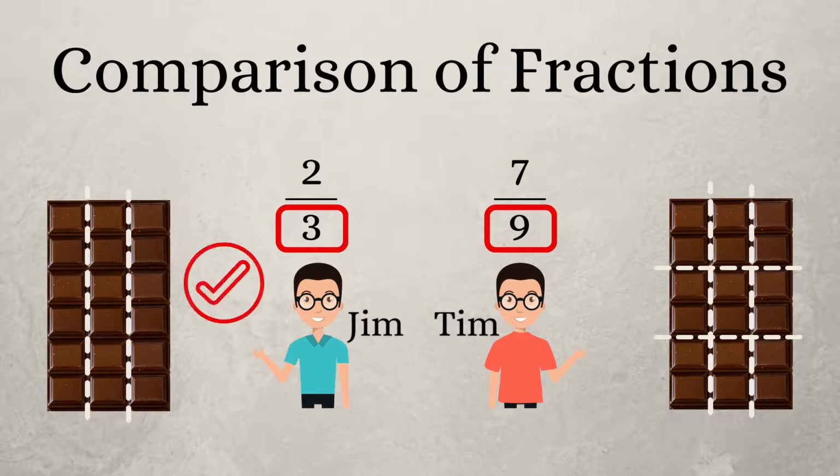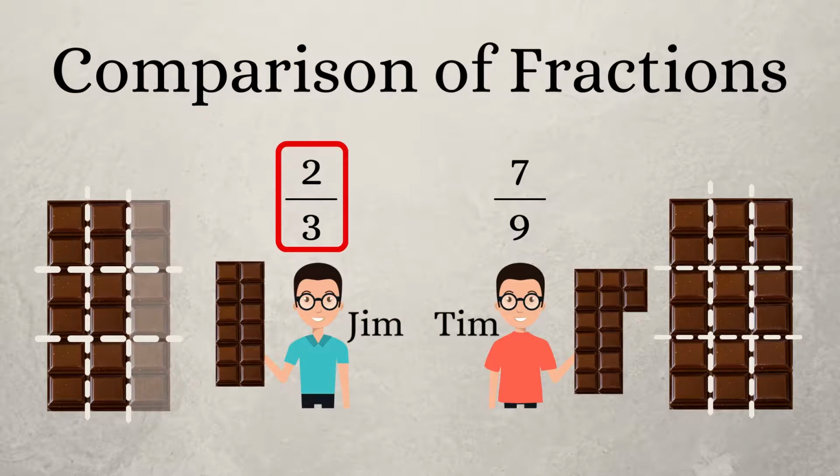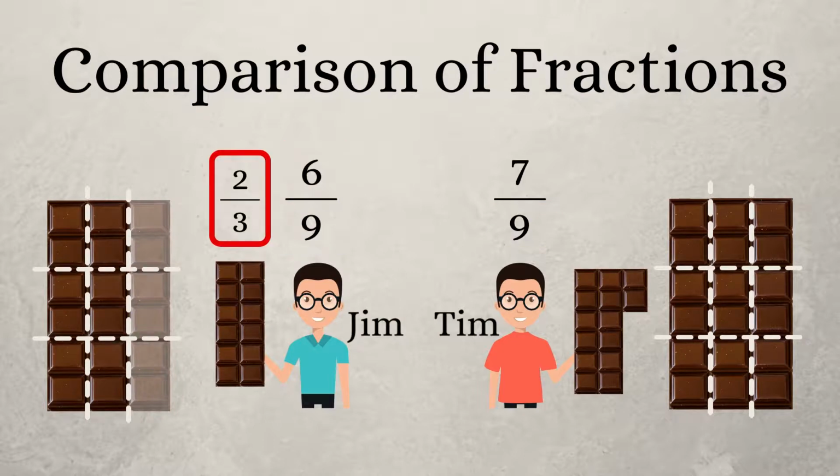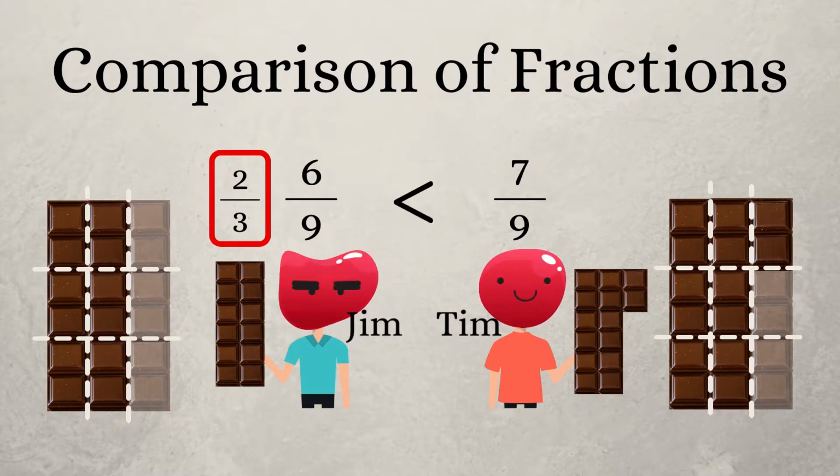So, we'll take Jim's chocolate, which had 3 pieces, and divide it to get 9 equal pieces. If you note carefully, the 2/3 of the chocolate has become 6/9. So comparing Jim's 6/9 to Tim's 7/9, we see clearly that 6/9 is smaller than 7/9. Moving on to our last scenario.